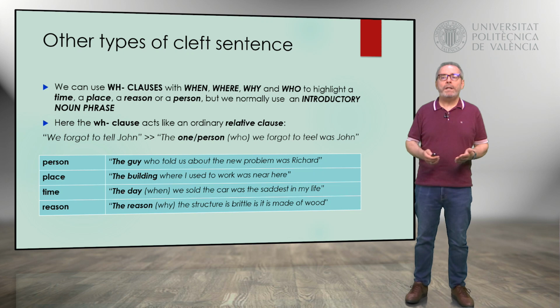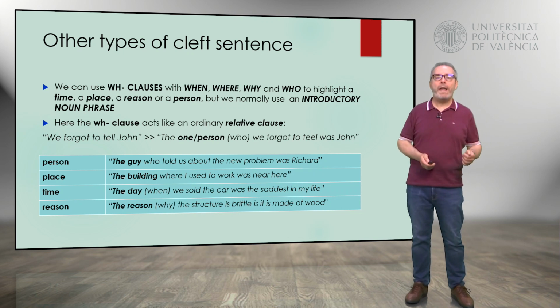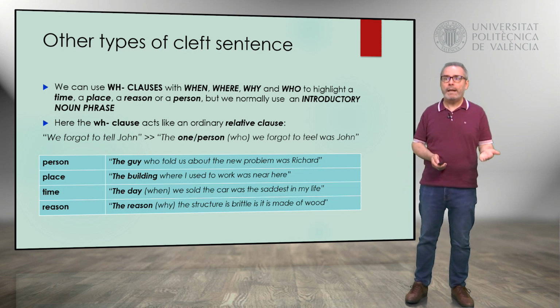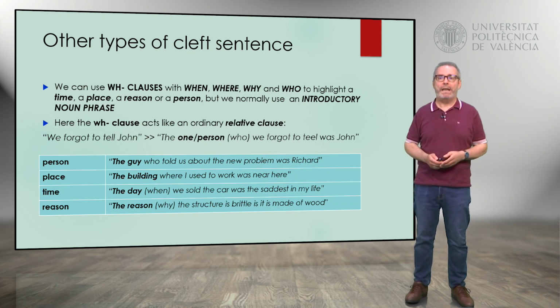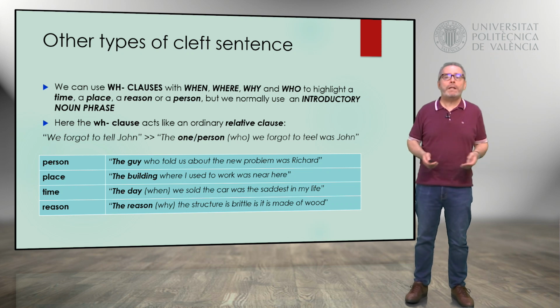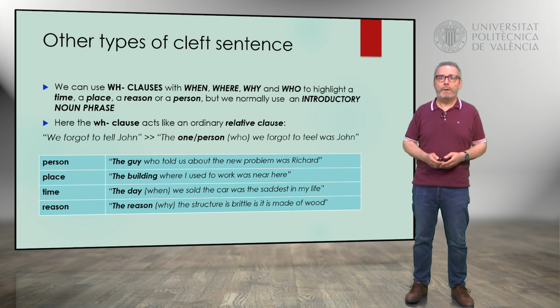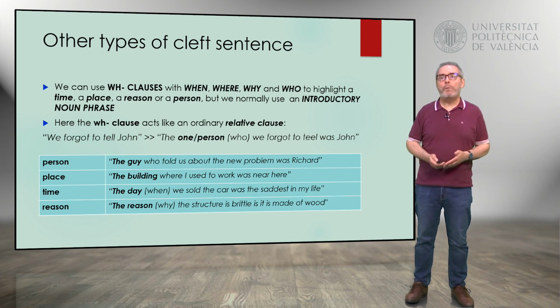For example, we can use WH clauses with when, where, why, and who to highlight different time, place, reason, or person elements in the sentence. But we normally use an introductory noun phrase to express these meanings. Here, the WH clause acts like an ordinary or normal relative clause. For example, we forgot to tell John. We can say the one or the person who we forgot to tell was John.